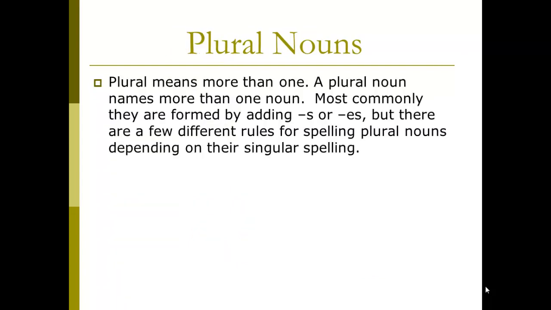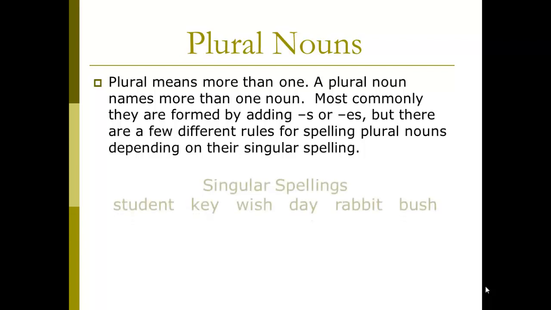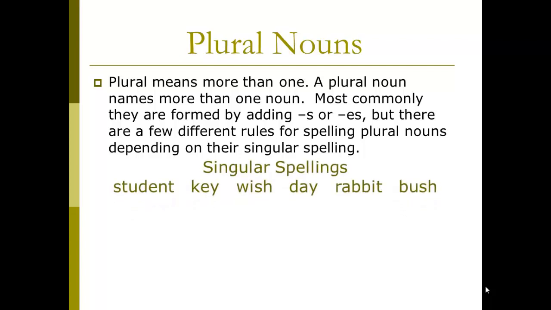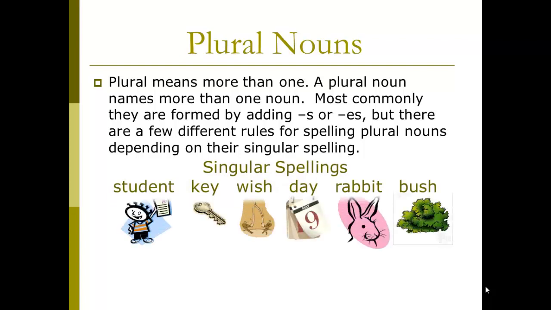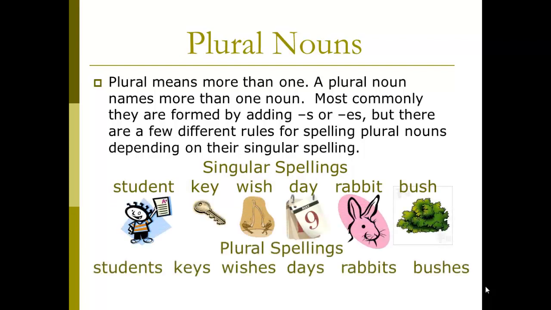Plural means more than one. A plural noun names more than one noun. Most commonly, they're formed by adding s or es, but there are a few different rules for spelling plural nouns depending on their singular spelling. Here are those same singular spelling nouns, and here are the plural spellings of those nouns. These nouns just add s or es.